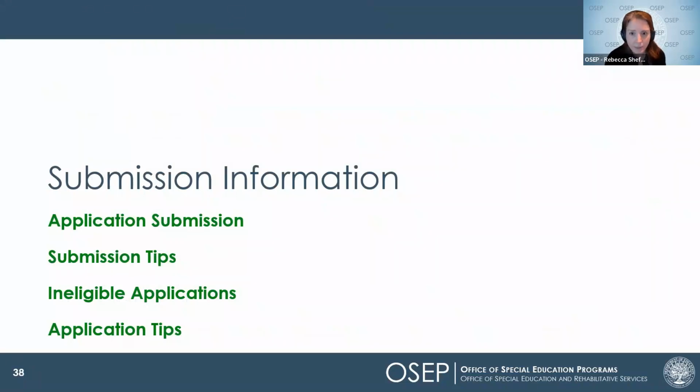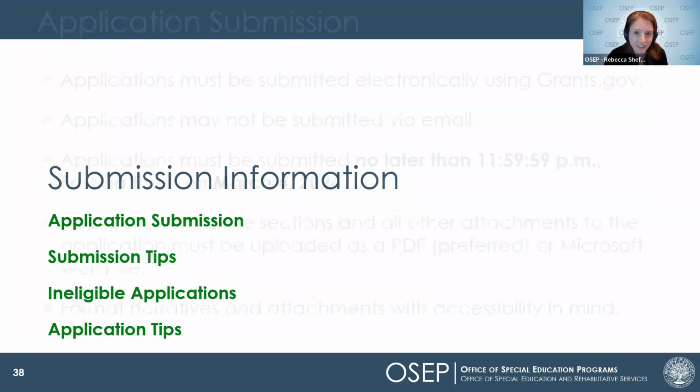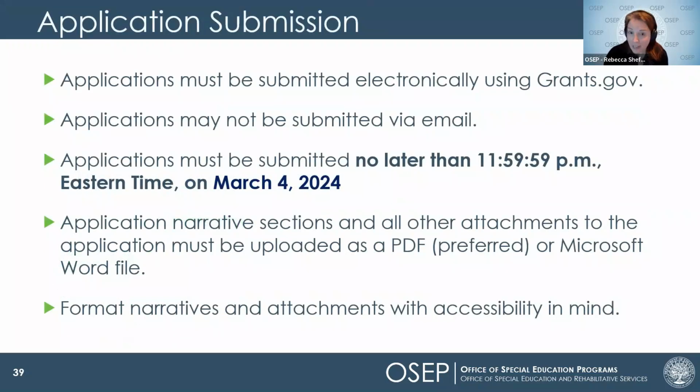In this next section, beginning on slide 34, I will cover some general information related to submitting an application. Once again, please refer to the notice for additional information. Please note that applications must be submitted electronically in the grants.gov system. See grants.gov submission procedures and tips for applicants included in the application package. We strongly recommend that you do not wait until the last day to submit your application.